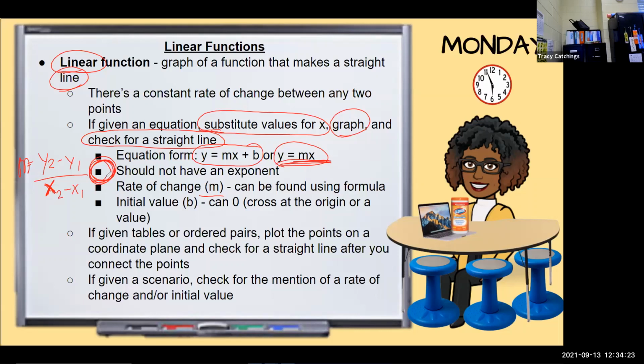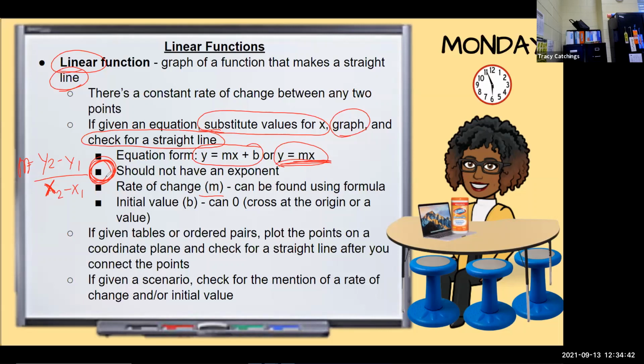So the linear equation should not have a what? Exponent. It should not have an exponent. So if you ever see an exponent and they ask you if it's linear or non-linear, it will be non-linear. Linear functions do not have an exponent.